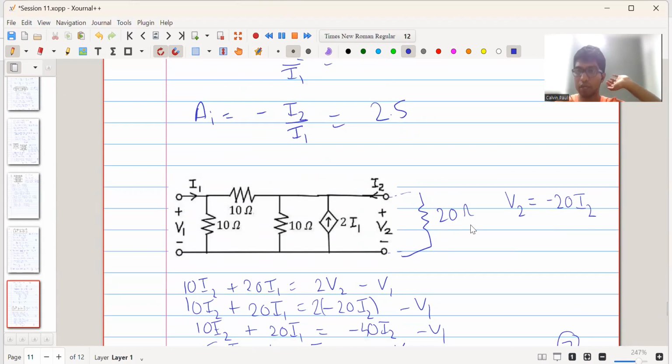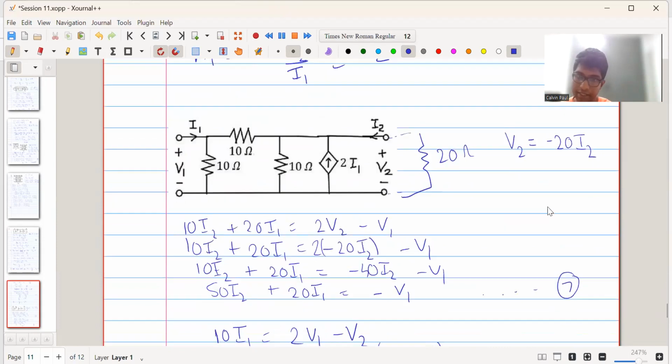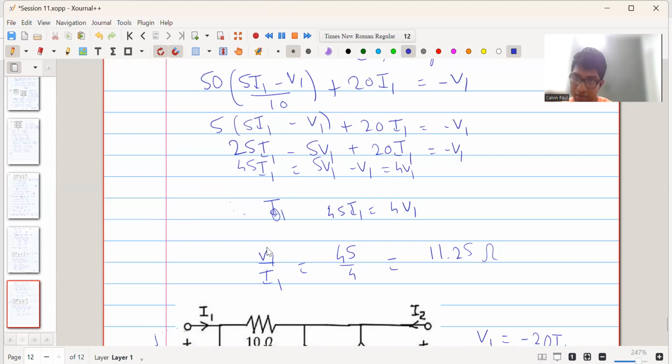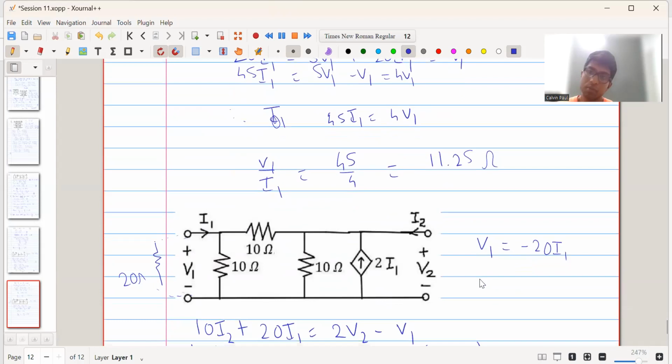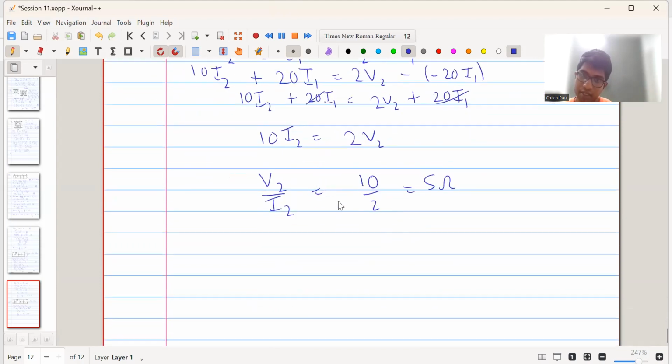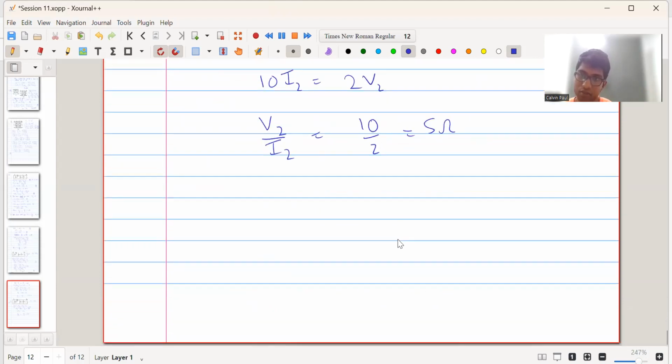Similarly, when we consider a 20 ohm resistor connected across port 2, we know that V2 will be equal to minus 20 into I2. We apply this condition and then we get the driving point impedance, or the impedance seen from port 1, V1 upon I1, that is 11.25 ohm. Similarly, we connect a 20 ohm resistor at port 1 and then find the overall impedance seen from port 2. We substitute that in equations A and B and we get V2 upon I2 is equal to 10 by 2, which is 5 ohm.